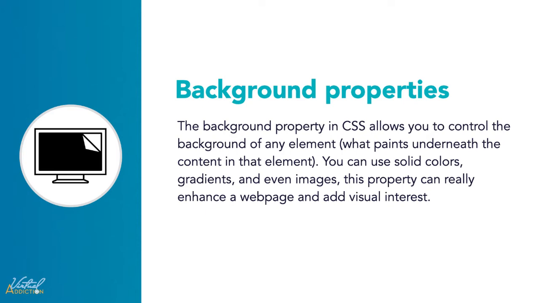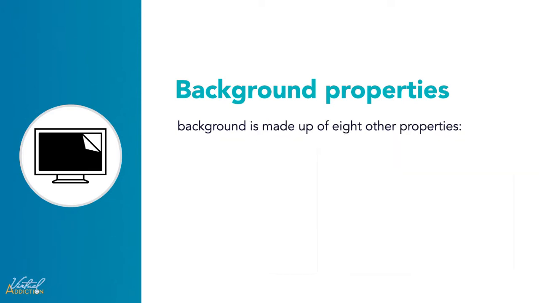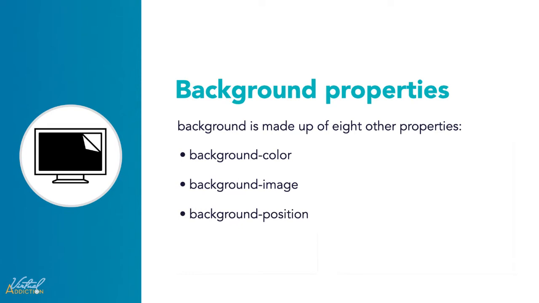This property is really useful when working on responsive designs because we can make images work differently on small and large screens. The background property is made up of 8 other properties. We have background color, background image, background position, which allows us to move the image around within the container. We have background size, which is one of the most useful and most complex of the background properties. We'll look at this shortly.